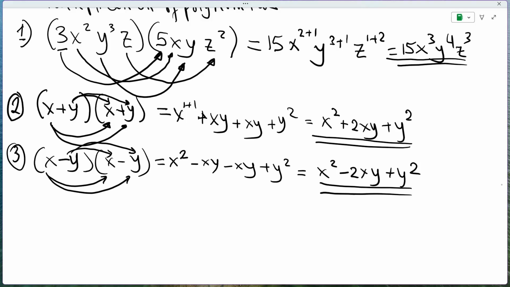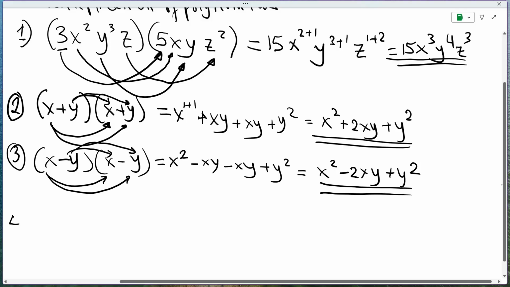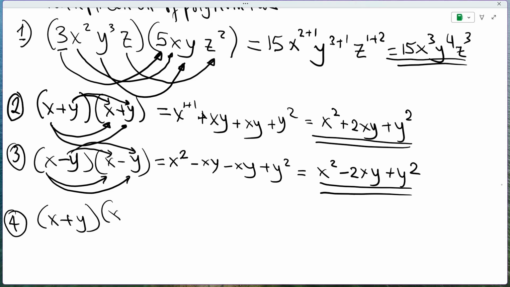Again, mark these examples because we'll use them a lot in solving other more complicated equations or polynomial multiplications or divisions. Next is x plus y multiplied by x minus y. Here we have both the positive and the negative signs being utilized, but the method is the same. Every element in the first polynomial is multiplied by every element in the second polynomial.